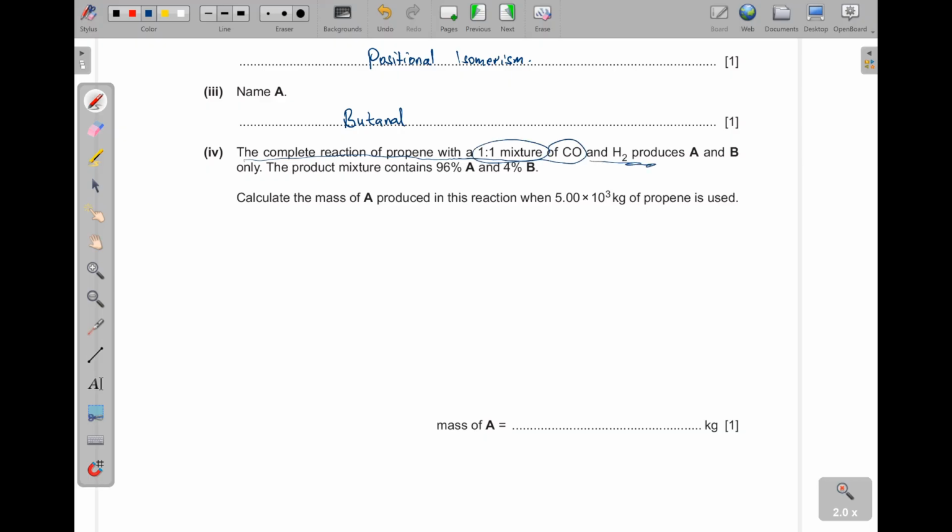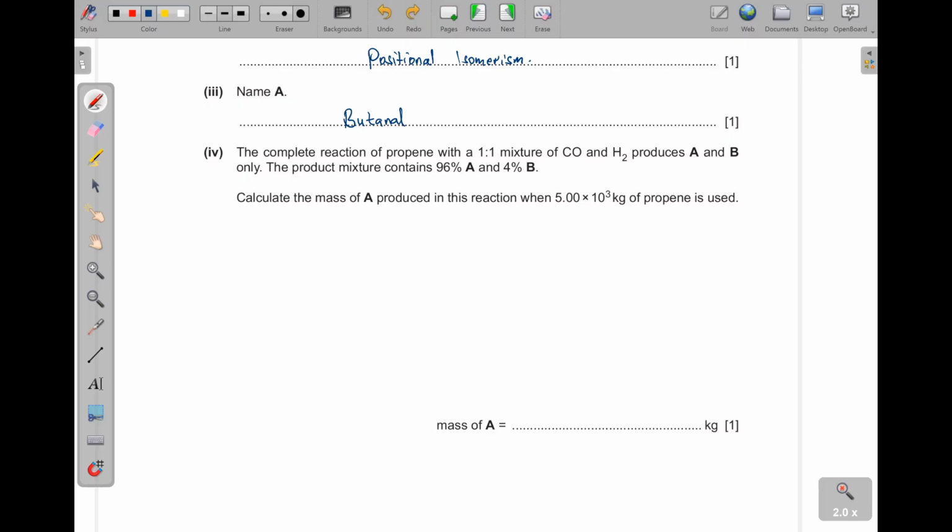monoxide and hydrogen produces A and B only. The product mixture contains 96% of A and 4% of B. Calculate the mass of A produced in the reaction when 5 times 10 to the power of 3 kilograms of propene is used. So we need now to know what is formed here.